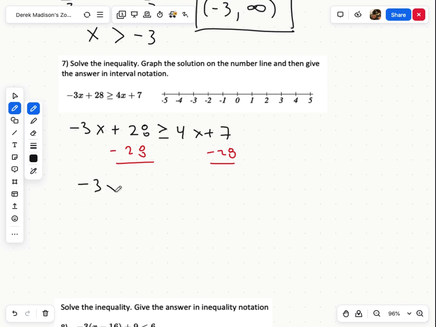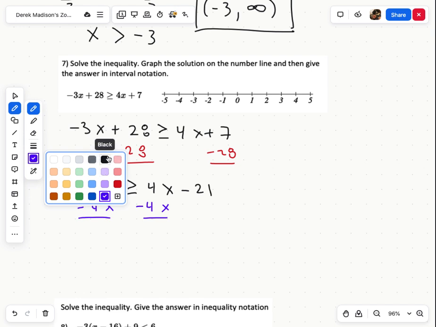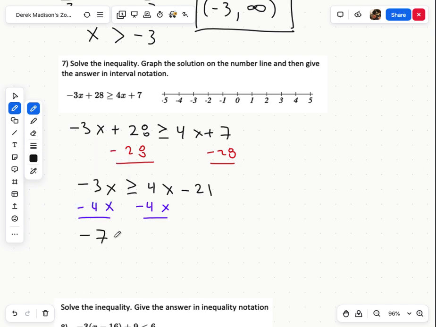So this will be -3x is greater than or equal to 4x. 7 minus 28 would be -21 right there. And then right here, this is where I'm going to bring this 4x over to the side because I want to get, again, x by itself. So now I have -7x is greater than or equal to -21.